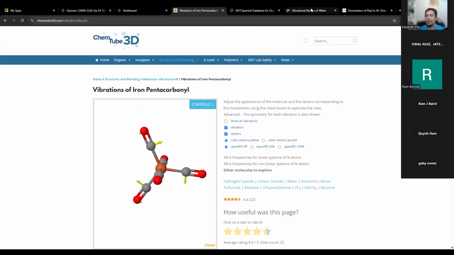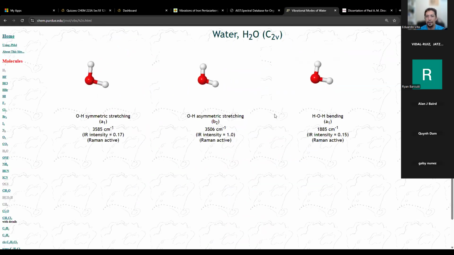There's also other websites. So I found this one from Purdue. This is more accurate in terms of how fast they're actually moving. Remember, molecules are literally atomic size. So they're moving pretty quickly. These vibrations are happening so incredibly fast, right? But not so fast that we can't detect them.